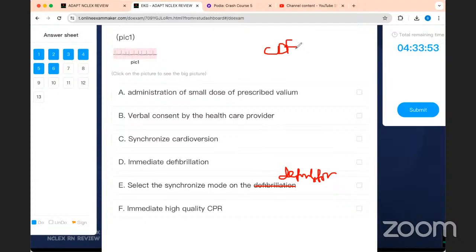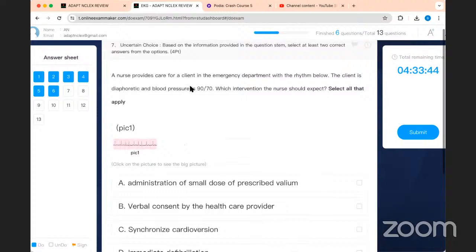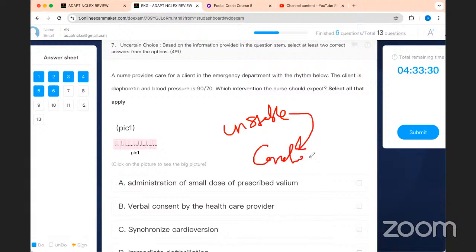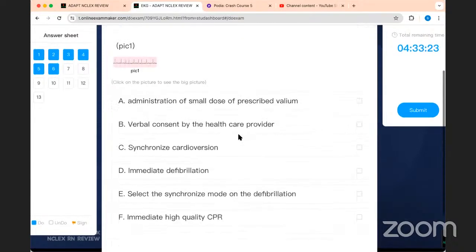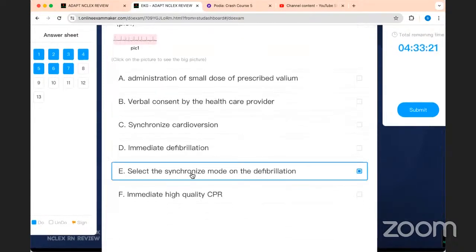So what should be your rhythm? You have AFib that is unstable. That's the way you can do it. AFib, unstable AFib. So this is hypotension, diaphoretic, called unstable AFib or symptomatic AFib. Unstable AFib needs cardioversion, immediate cardioversion. So before you can do cardioversion, you need to turn the sync mode on.